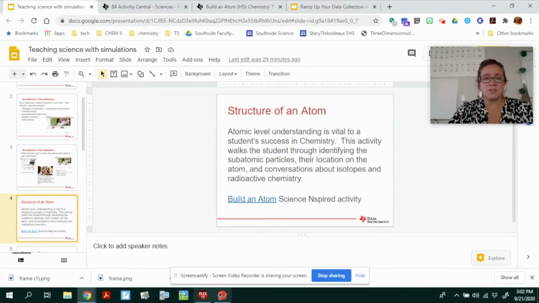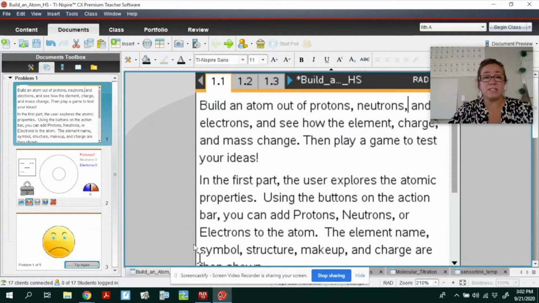So let's go to the TI-Nspire CX Premium software. This is the Build an Atom activity. And with it, I'll show you where I got it. There are different pages set up, and each page has something different. And there's always instructions. And you could do this whole computer, one computer, whole class discussion. Maybe you want to show them how one works, and then you turn them loose on their individual handhelds.